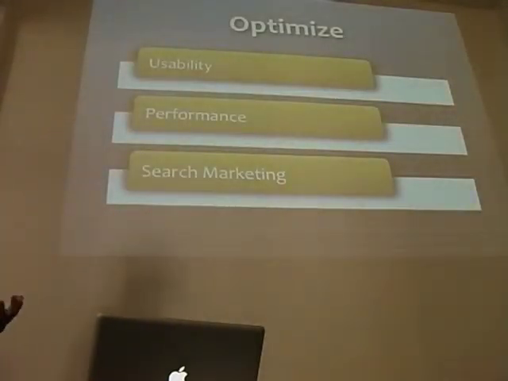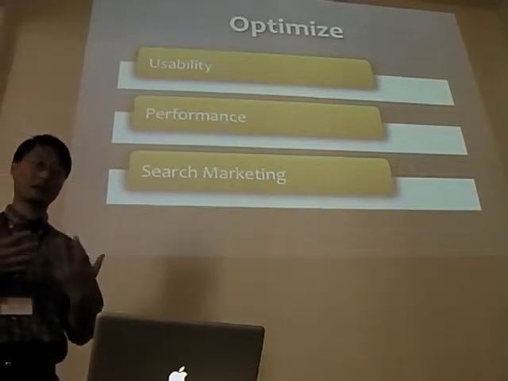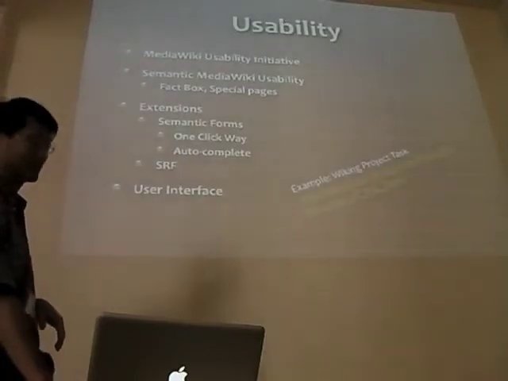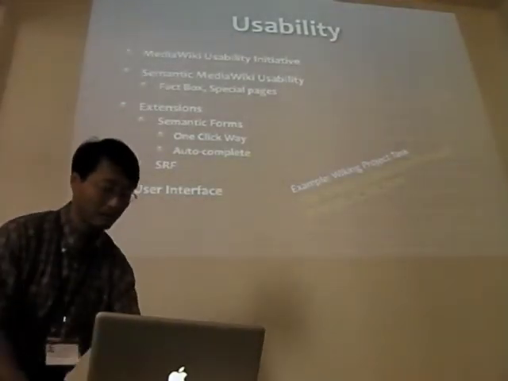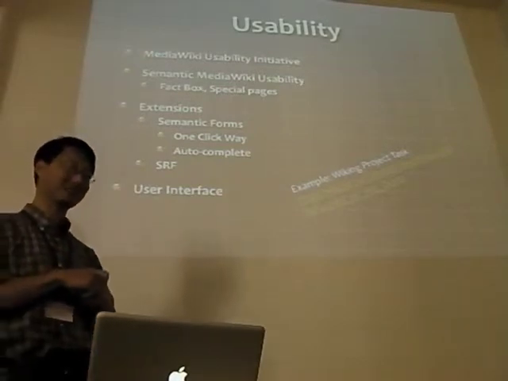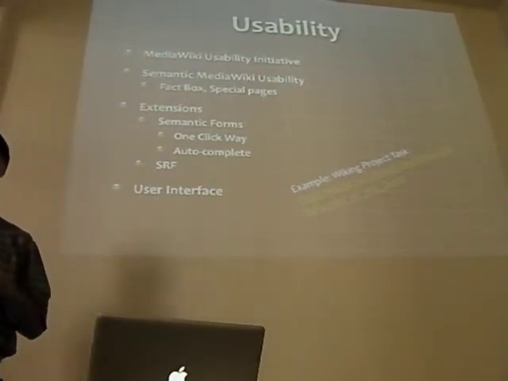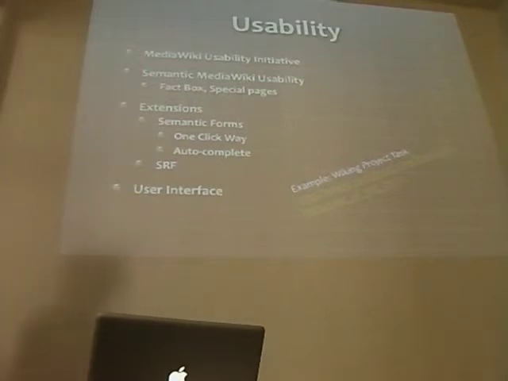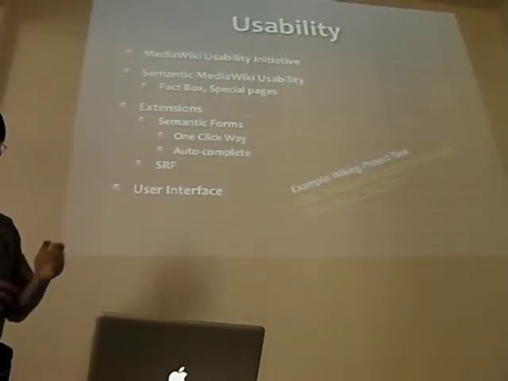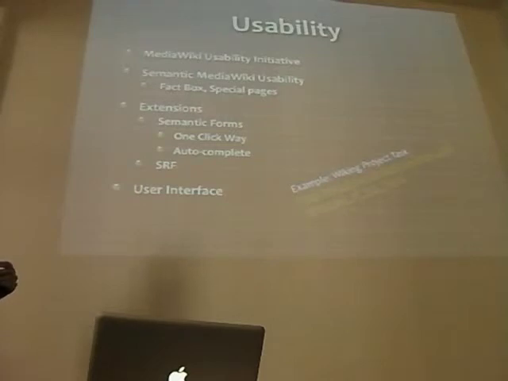Finally, let's talk about optimization. Once you design things, you want to make them better. I focus on three things: usability, performance, and search marketing. For the usability part, MediaWiki, or Wikipedia, has a usability initiative. The Vector skin is a lot better, and we also need fact boxes, right? Whether you want it or not, you hide it or special pages. There are things we can do better.